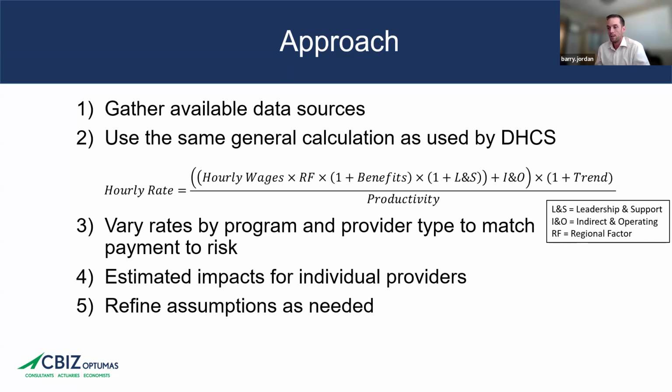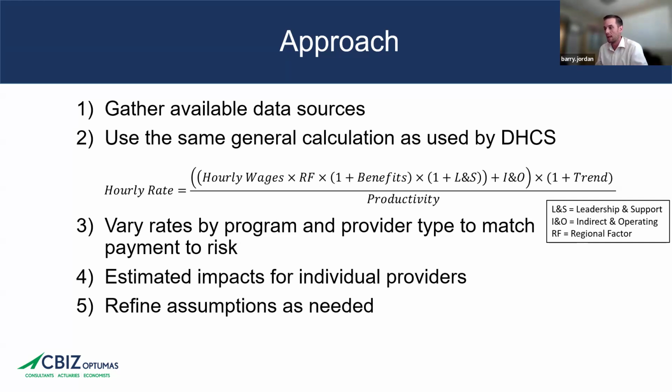Because the hourly wages that are being looked at initially are historical in nature, this needs to be trended forward to the contract period that's in question. And then once this is all calculated, this is divided by the productivity assumption, which reflects the fact that not all hours available for staff members are actually hours that can be billed to Medi-Cal. So that's what's behind the scenes within the hourly rate.